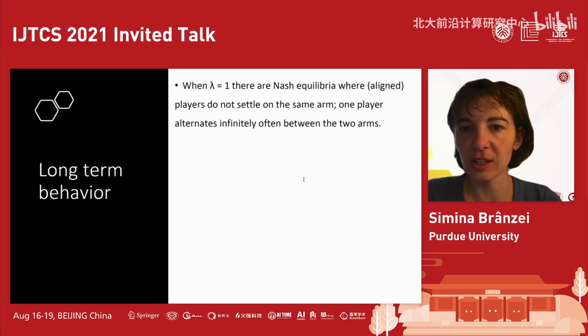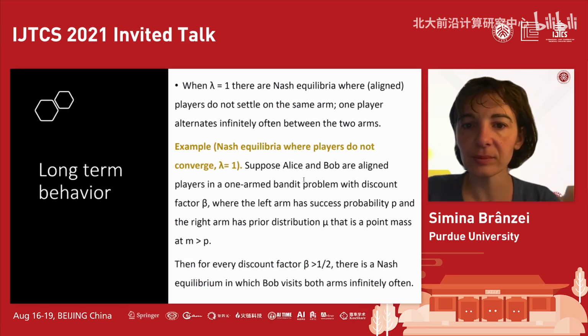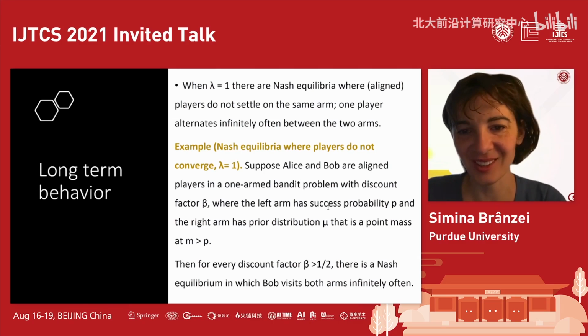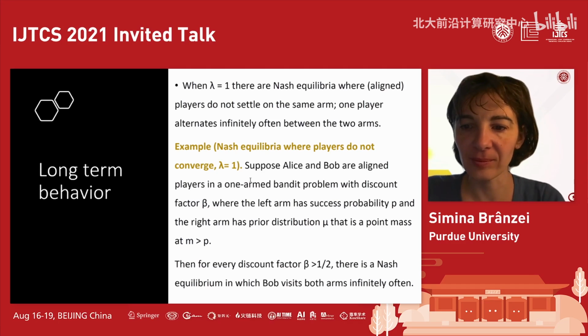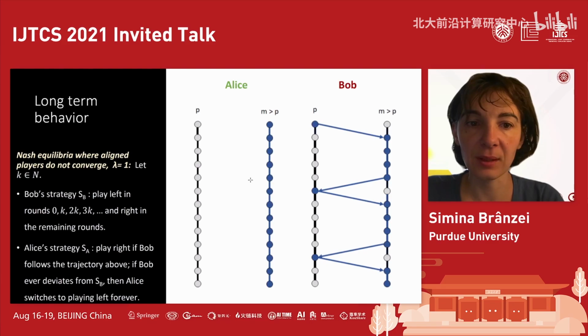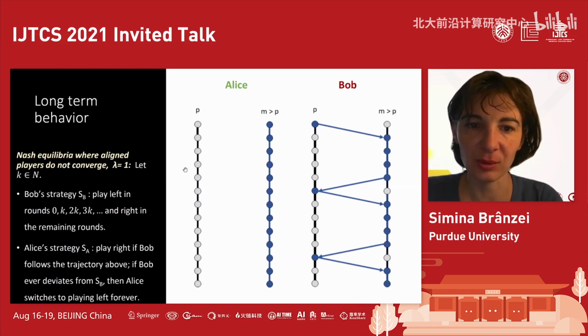So when lambda equals 1, there are Nash equilibria where aligned players do not settle on the same arm, where one player alternates infinitely often between the two arms. This is an example which I won't have time to cover; I can go more into it offline. Basically, there will be a setting where Bob can visit both arms infinitely often. So this is for aligned players in the Nash equilibrium.